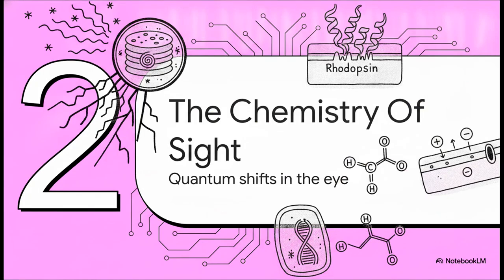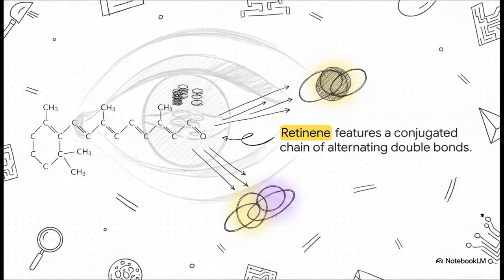Moving on to part 2, the chemistry of sight and the quantum shifts happening right inside your eye. Now that we've looked at the macroscopic wiring, let's zoom in, like a million times closer, microscopically into the rod cells to discover the actual physical chemistry of vision. How exactly is a completely massless photon translated into a biological electrical signal? Well, deep inside the visual purple pigment of your eye sits this vital molecule called retinine.